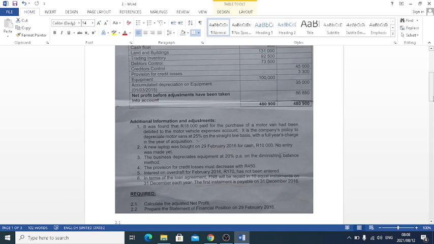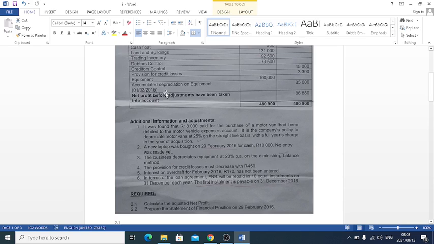Then transaction number 2, a new laptop was bought on the 28th February 2016. This is our financial year, and we can check here: prepare the statement of financial position at 28th February 2016. So this was bought at year end for cash, 10,000. We won't calculate depreciation on this one. Then the business depreciates equipment at 20% per annum, diminishing balance method. So now we can account for depreciation for both these assets.